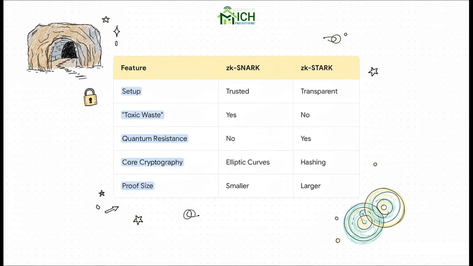And this table really lays out the big trade-offs. SNARKs often need that trusted setup, which means you have to worry about that toxic waste. STARKs, on the other hand, are transparent, no secret setup needed, which a lot of people see as a huge win for security. Plus, STARKs are built using math that we think will be safe even from future quantum computers, which is a massive deal. So what's the catch? Well, for now, SNARK proofs are generally much smaller and a bit faster, which makes them more efficient. So it's this fascinating choice between today's performance versus tomorrow's security and trust.